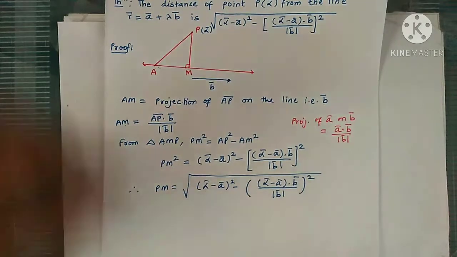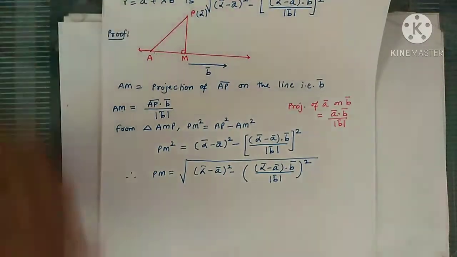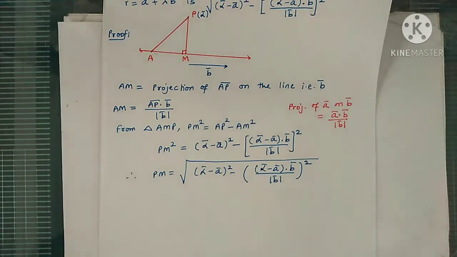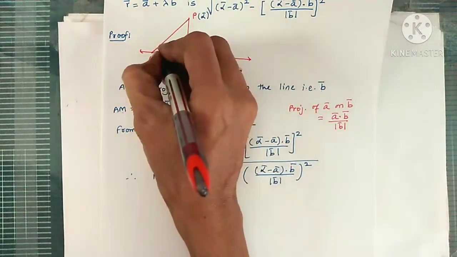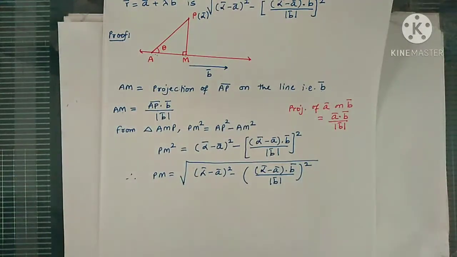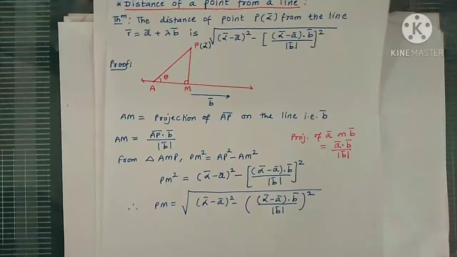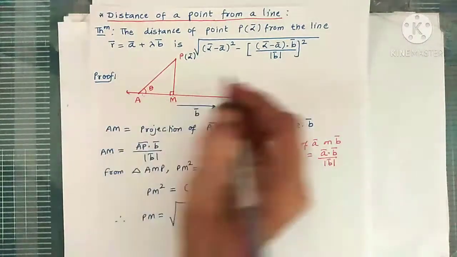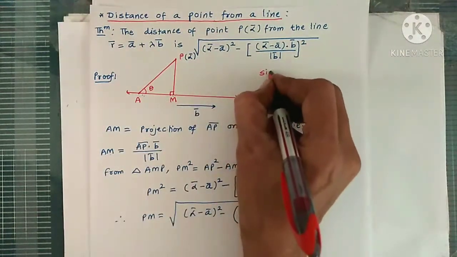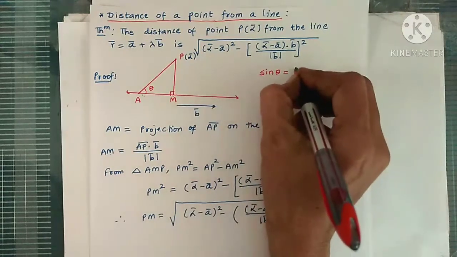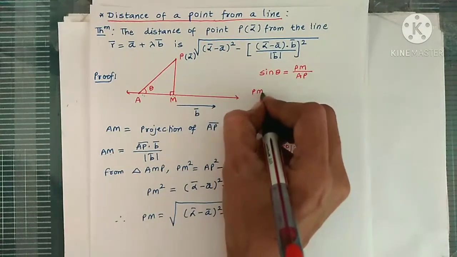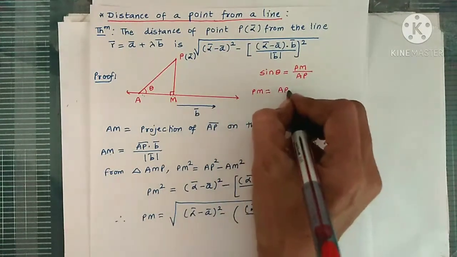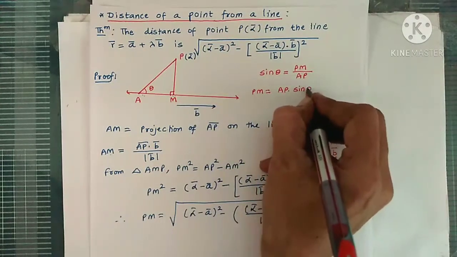Okay, so this is the distance of a point from a line. Or we can find this distance using another formula also. Let's find out what that formula is. If the angle between B bar and AP bar is theta, then to find PM, let's take sine theta from this triangle APM, which is a right angle triangle. So sine theta equals PM upon AP. Cross multiplying, we have PM equal to AP sine theta.